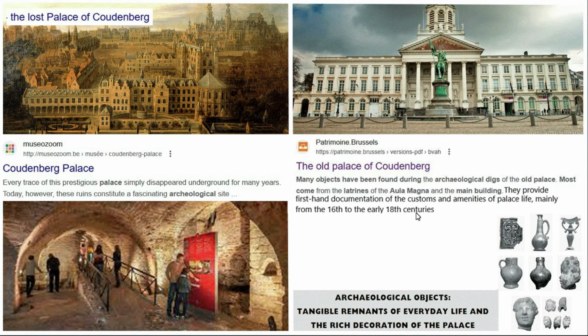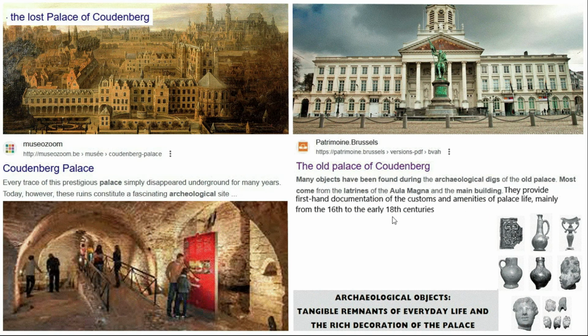And even in Europe, you can go to Belgium, and there was a palace that stood for hundreds of years, the Coudenberg Palace. And we're told it was destroyed by a fire in 1731. And every trace of this prestigious palace simply disappeared underground for many years. But there's a museum you can go to underground and inspect some of the remnants of it. What got built on top of this site is the Place Royale. It can be referred to as the King's Square or Royal Square, but it's a group of these neoclassical buildings. It looks like Corinthian columns in this case.